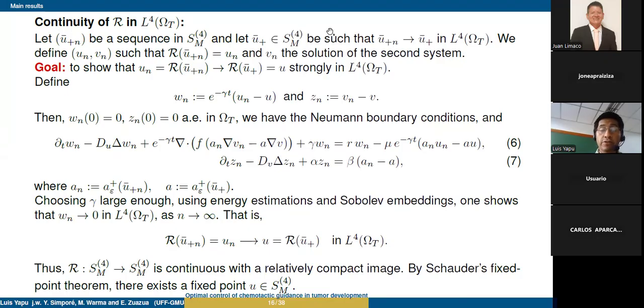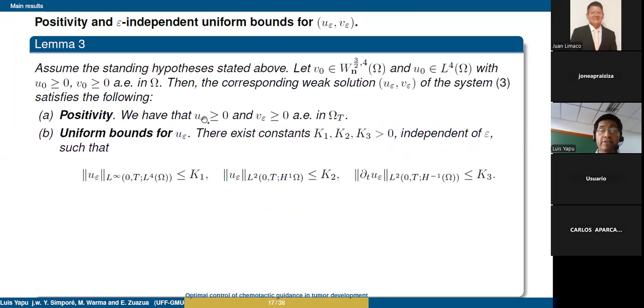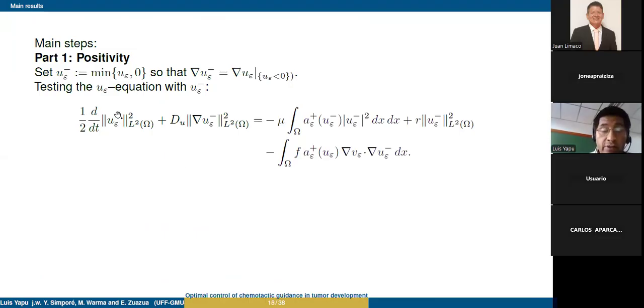But now this solution depends on epsilon, and we have to show that there are uniform bounds. And this is the result which says that yes, we have bounds K1, K2, and K3, which are independent of epsilon. We also have the positivity and the maximal parabolicity result, all independent of epsilon. I think maybe I will explain only this slide about some computations.